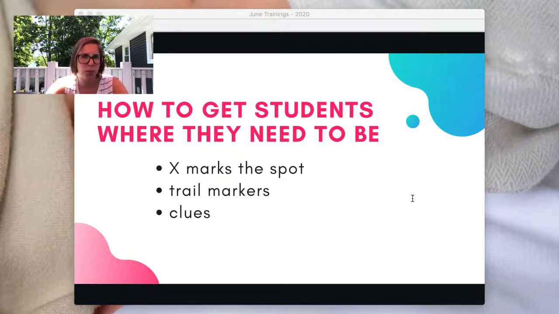Then what clues or supports might your students need? Are they going to need those questions or those prompts to see those things, or will they make the connection themselves? Are they going to need additional information?